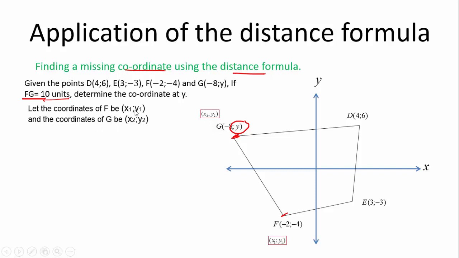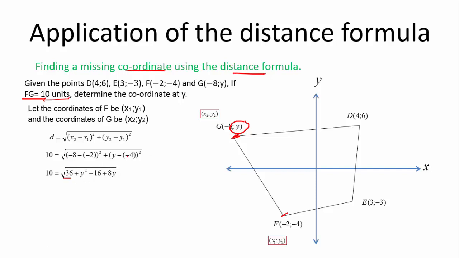So let the coordinates of F be x1, y1, and the coordinates of G be x2, y2, like we've done here. So we're going to say our distance is negative 8 minus negative 2, that's plus 2, so 6 squared, plus y minus negative 4, that's plus 4 squared, right? How are we going to work this out? Okay, we know that that was 36. Now y squared, we're going to expand this out. Remember, that's going to be y plus 4 multiplied by y plus 4. You can quite easily see that's y squared plus 16 plus 8y.